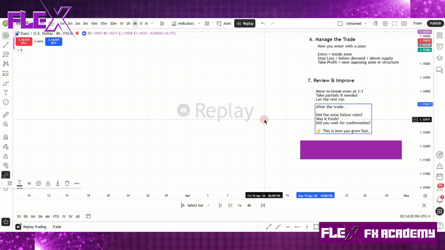So if you can follow all these steps, all these stages I just outlined now, it is the surest way for you to grow fast. Demand and supply is something I've been trading for a very long time now, and it has been making me money in the market. I am telling you honestly. So this is the end of the explanation for this strategy.